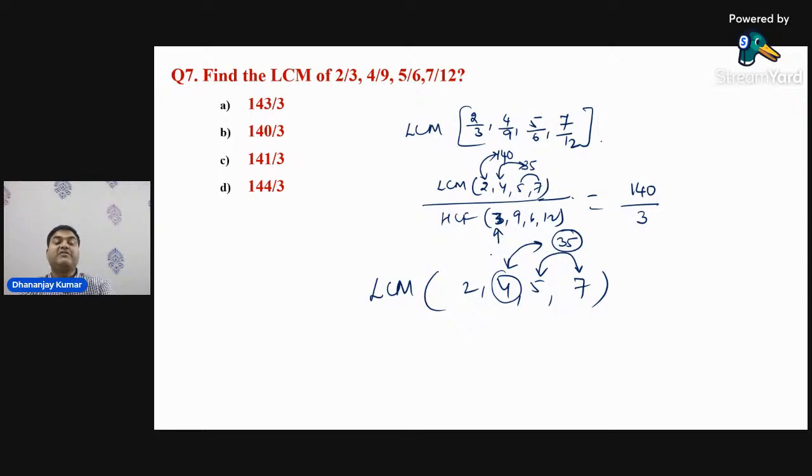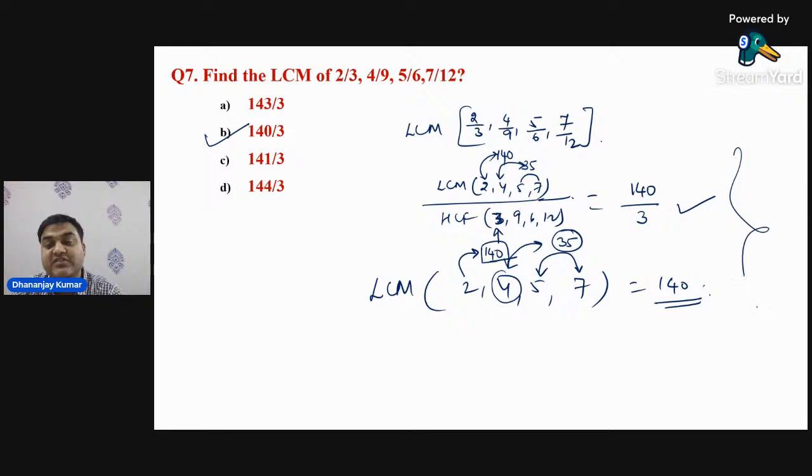So 4 times 35 is nothing but 140. 140, if you see, 2 can divide 140 completely. Yes, 70 times. So 140 is the LCM of those four numbers. So the answer is 140 by 3, which is the right answer. And most of you have given the right answer. Okay. So this is the way of solving. This is the way you can solve the question, right?